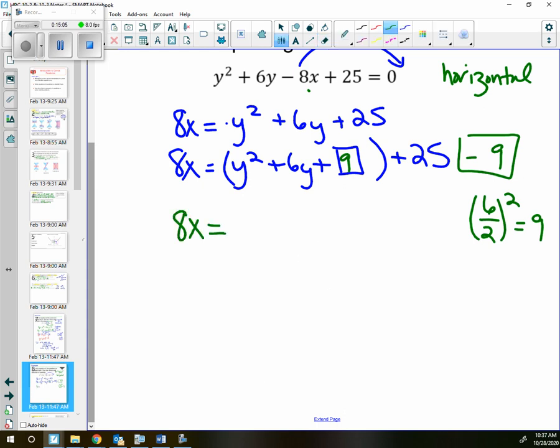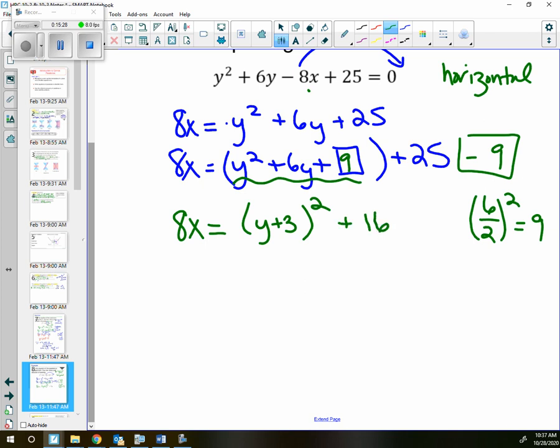So we have 8x equals, let's go ahead and factor the trinomial. That would be y what? So go ahead, take a moment, factor that trinomial. So what multiplies to 9 adds to 6? So that would be y plus 3. And then on the outside, we're going to find our new k or h value, actually, and that would be 25 minus 9, so 16.